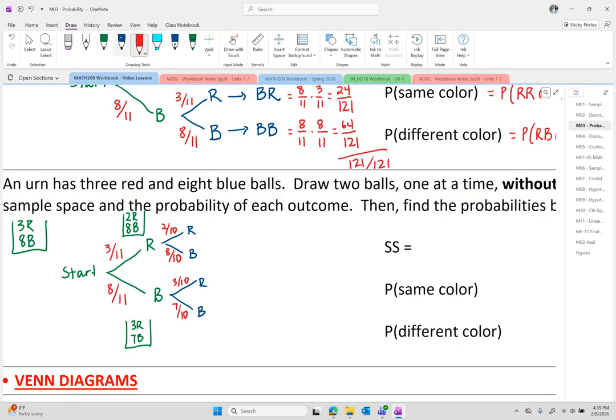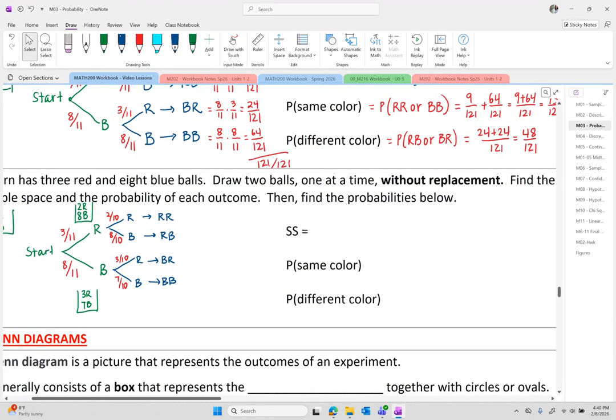The outcomes have not changed. The outcomes are still red with red, red with blue, blue first and red second, or blue and blue. The sample space looks the same.